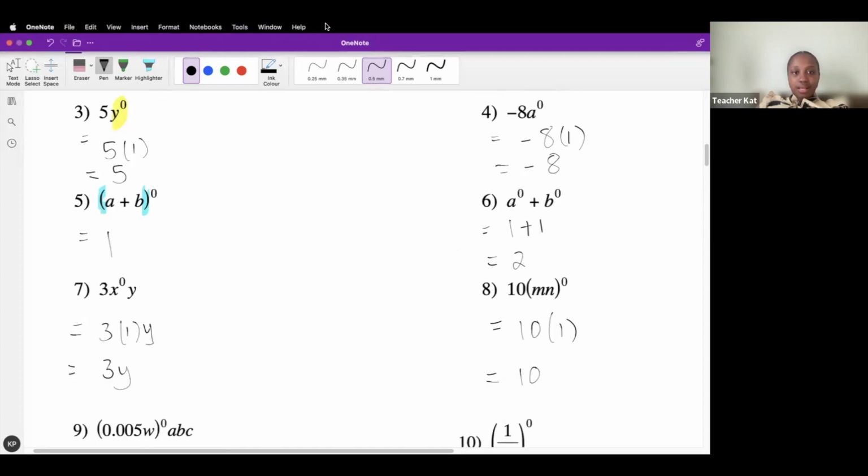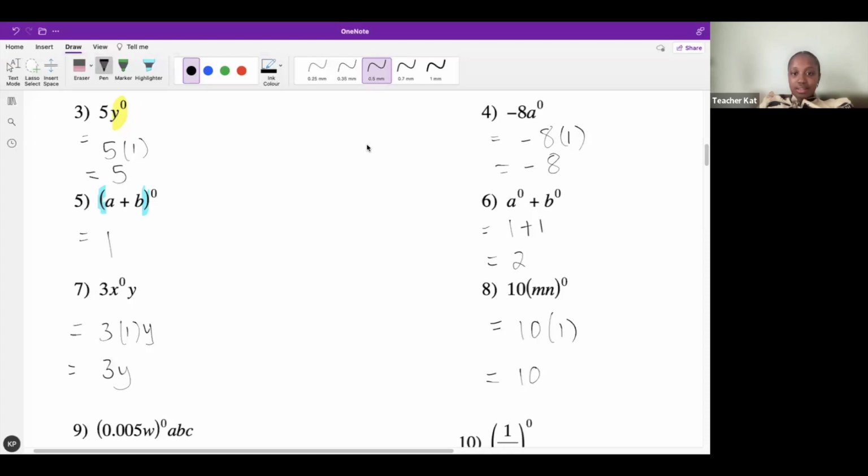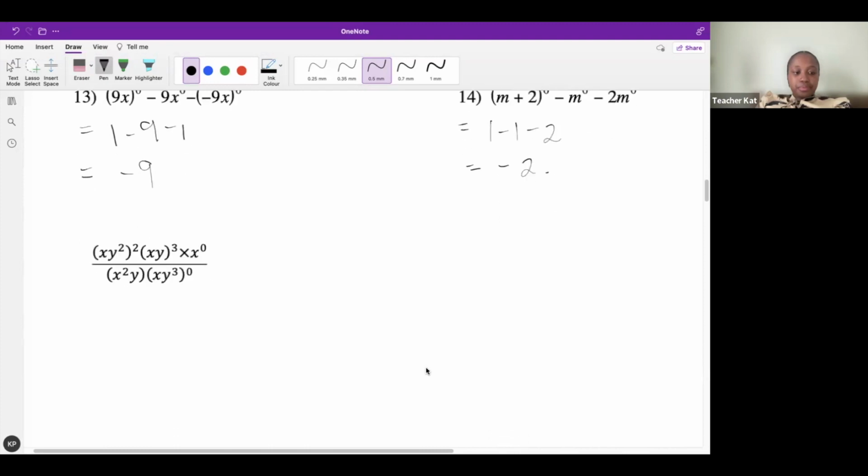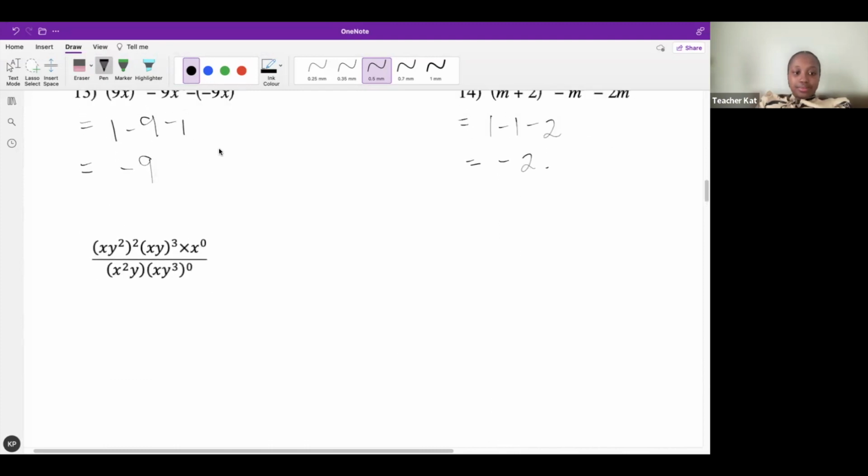Beautiful. Okay, thumbs up, thumbs down. Do we understand the concept of zero exponents before we start getting more interesting stuff? Okay, beautiful. Okay, now.